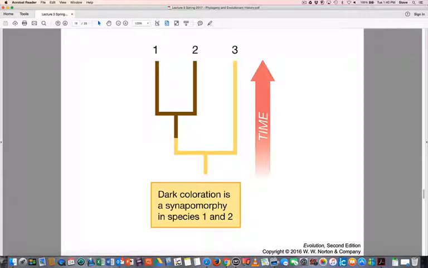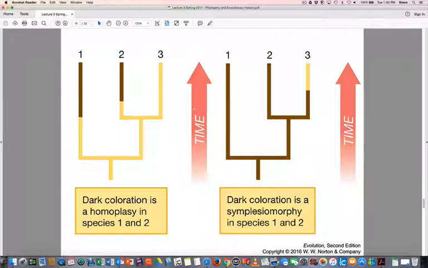Now, there are also other ways that you could map this coloration onto the tree, depending on the phylogenetic relationship among these three species. So let's look at two other alternatives. Instead of 1 and 2 being grouped together, we have 2 and 3 as sister taxa, and 1 falls outside of it. We have the same tree on both the left side and the right side.